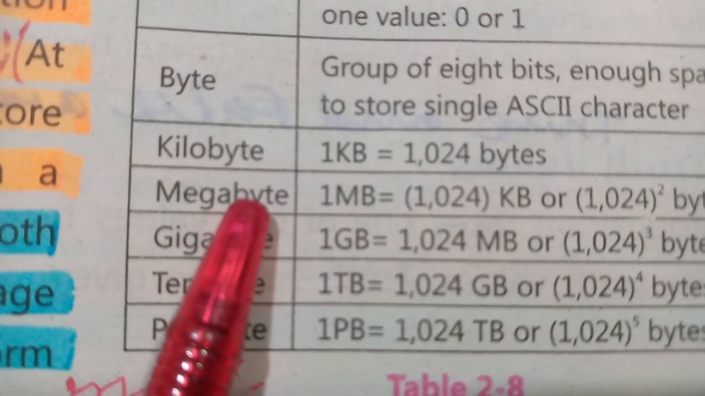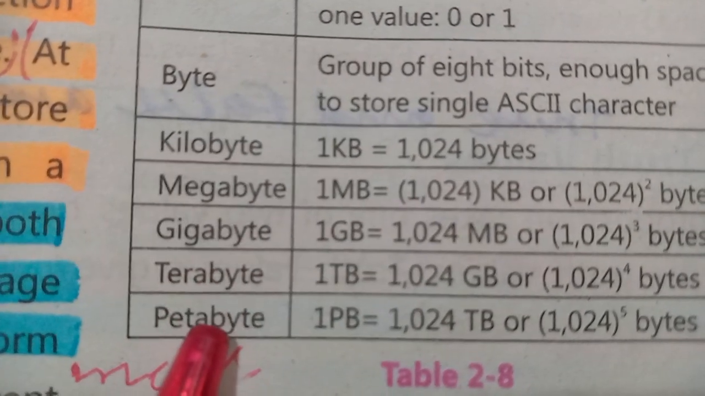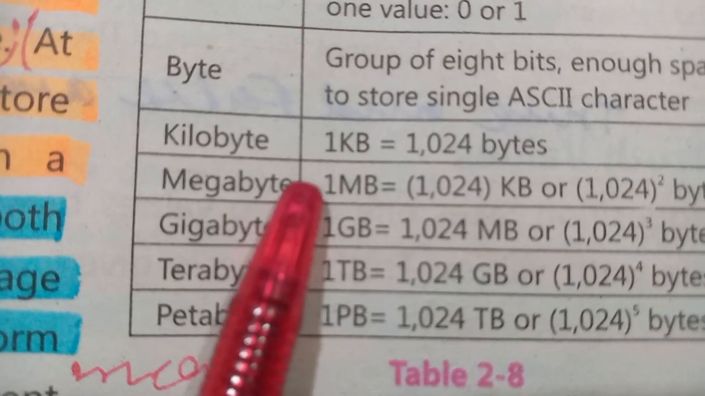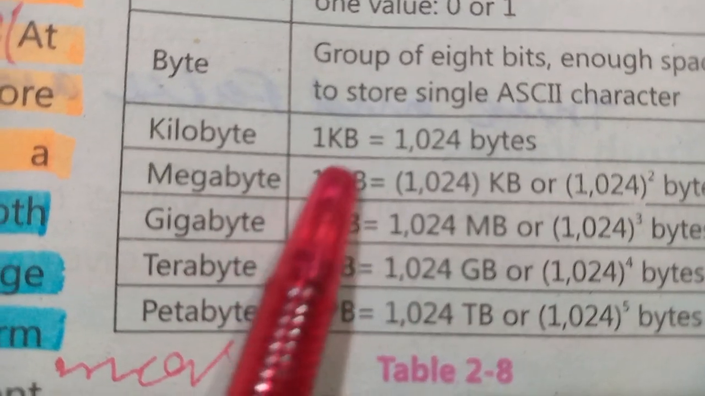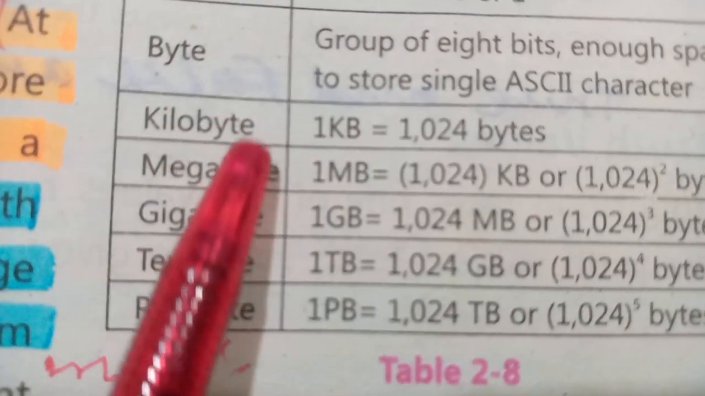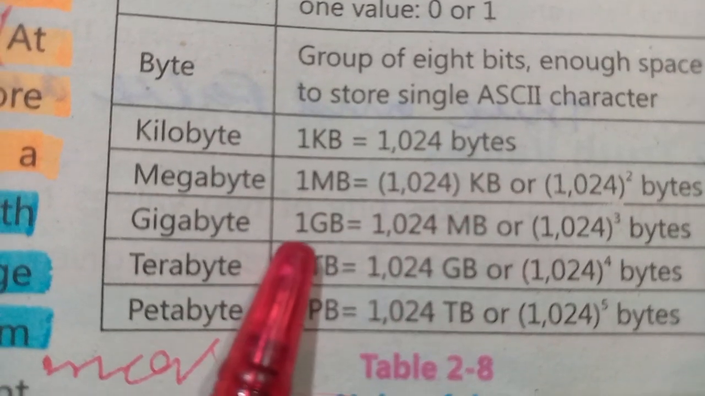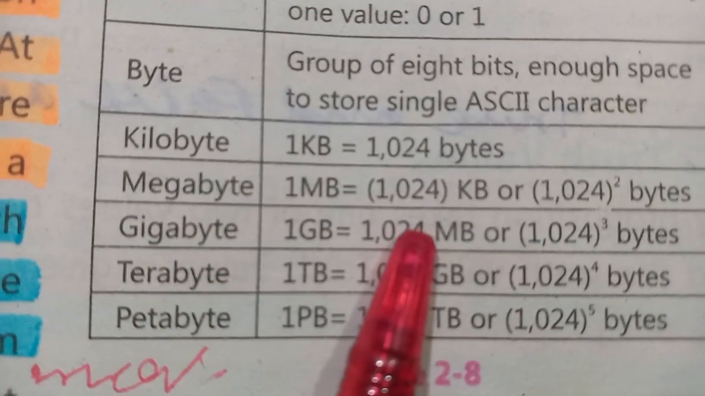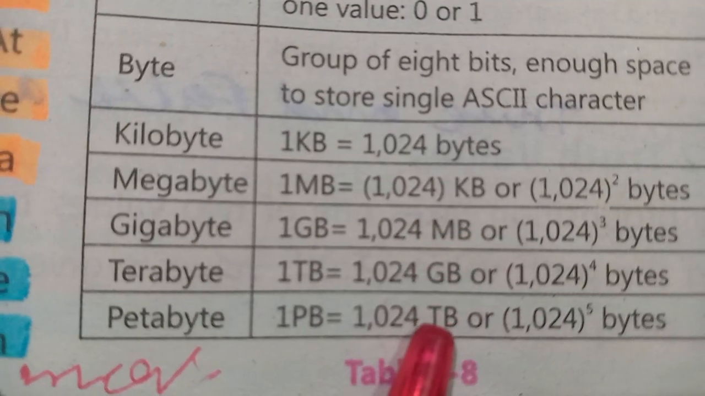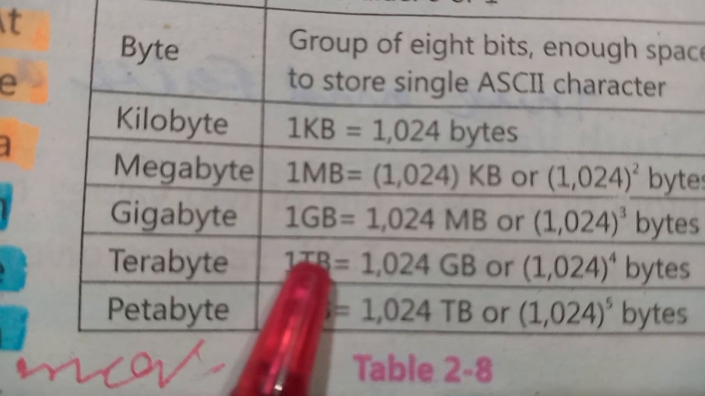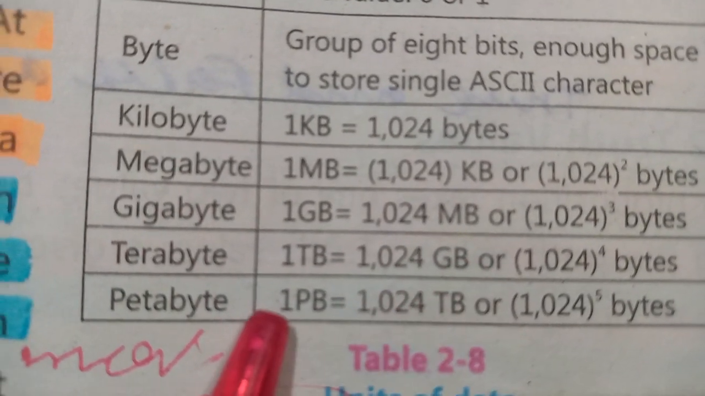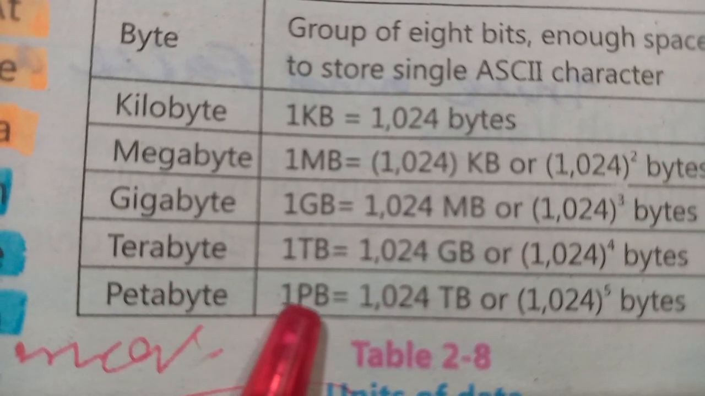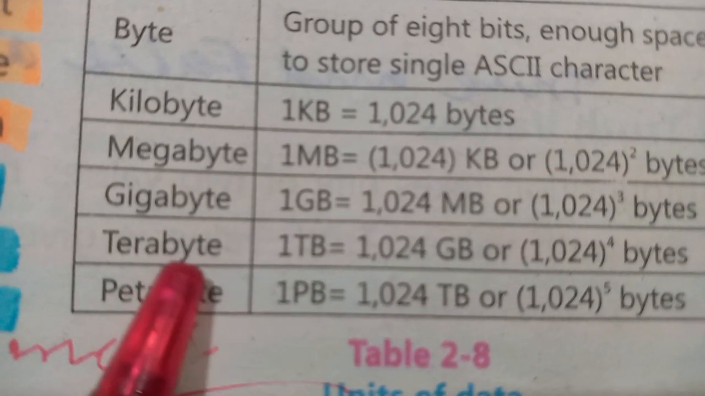So the next ones are megabyte, gigabyte, terabyte, petabyte. Here you can see that 1 MB equals its smallest unit, 1024 KB. 1 GB equals its smallest unit, 1024 MB, and 1 TB, terabyte, equals 1024 of its smallest unit, that is GB, and 1 PB, or petabyte, equals 1024 of its smallest unit, that is TB.